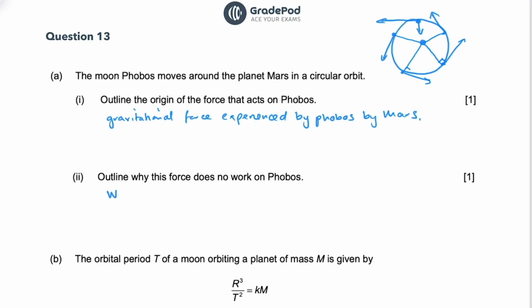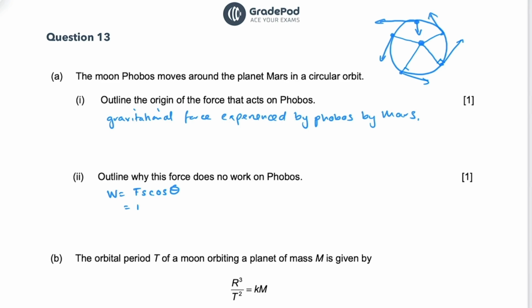And work done is equal to Fs cos theta. F is the force applied to the object, S is the distance travelled, and cos theta helps us work out the component of force in the direction that the object is travelling. Well, in this case, Fs cos theta, and theta is 90. Now, cos theta is equal to 0. That means that the work done is equal to 0.